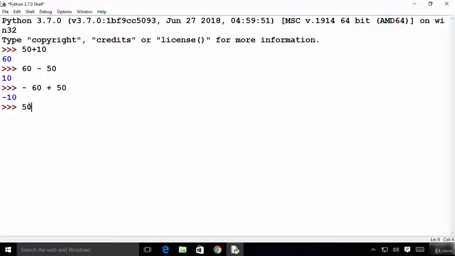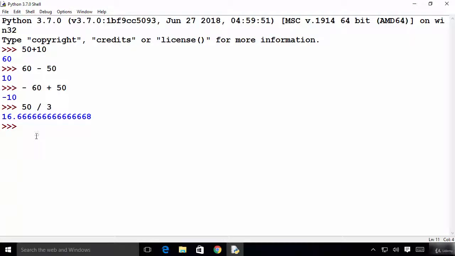Now let's do the division. For example, I want to divide 50 by 3. I'm going to press enter, and you can see it gives me a float value, or a decimal value. If you are familiar with other languages like Java or C++, this may appear a little strange to you, because when you do the same operation in Java or C++ with this division operator, you will get a different answer, which is 16 and not this decimal float value.